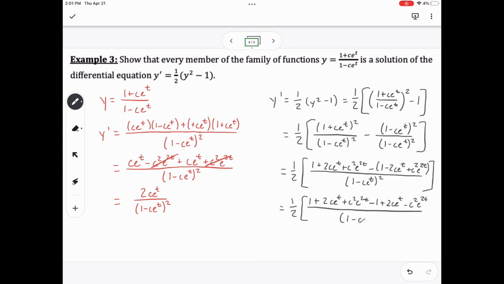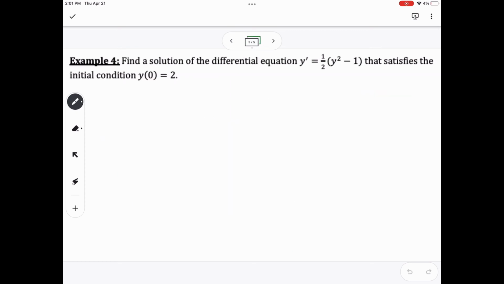And here I have several like terms. It looks like I also have c squared e to the 2t. They'll cancel out, and the ones cancel each other out, leaving me with 4 up there, but then multiplied by that 1/2 out front reduces it down, so I'm actually able to get the exact same thing.